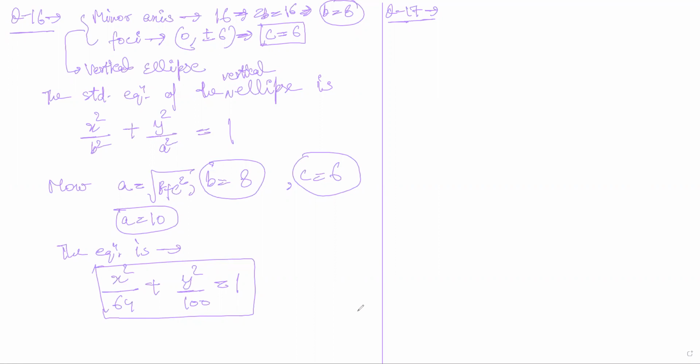Let's solve 18th. b is 3, c is 4. Center is given to you. And foci is on the x-axis. So b is 3, c is 4. Foci on x-axis. Can you tell me which kind of ellipse it is? Anyone? Is it horizontal? Yes.